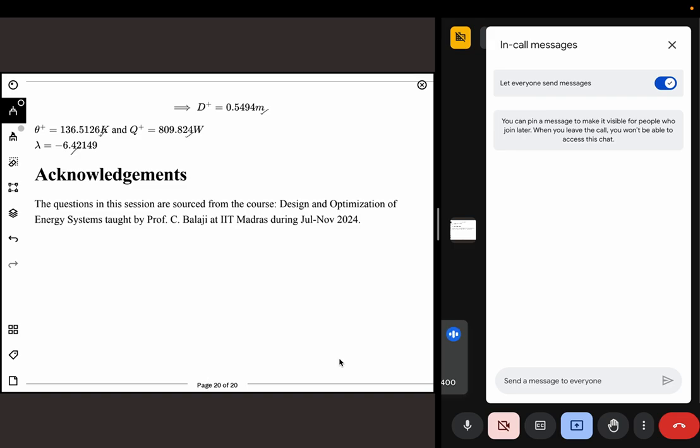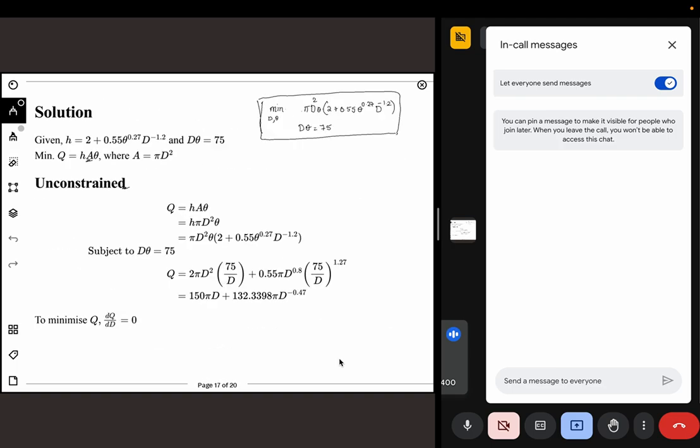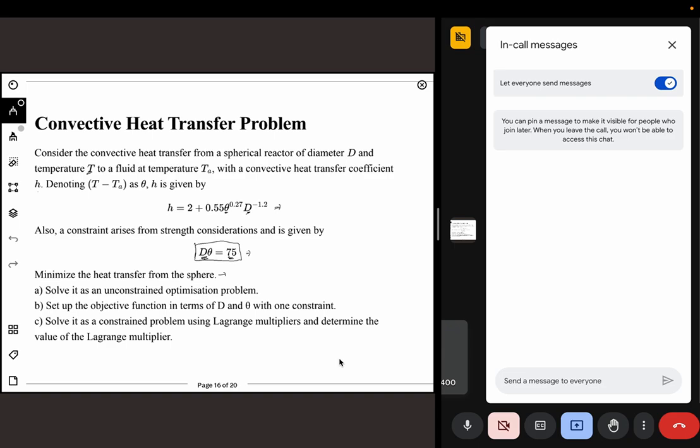But is this part clear? I think this is what you asked, right? How do we get these equations? How do we get this d theta or something? Yeah, or you have to get your own equation.